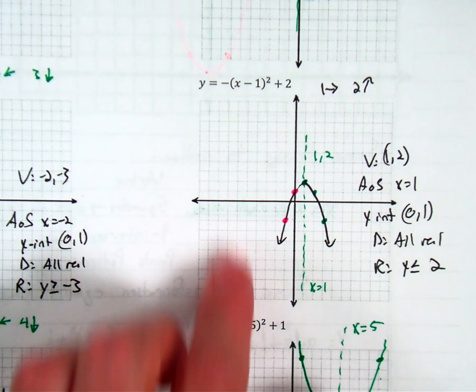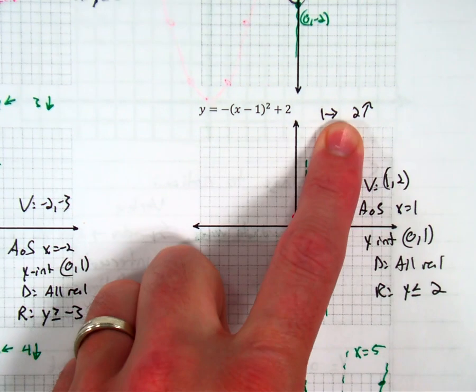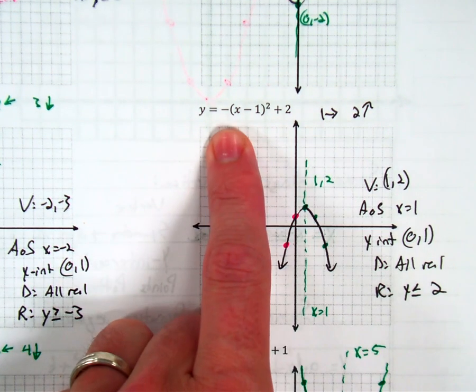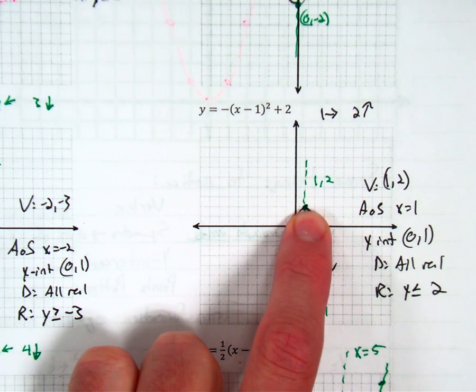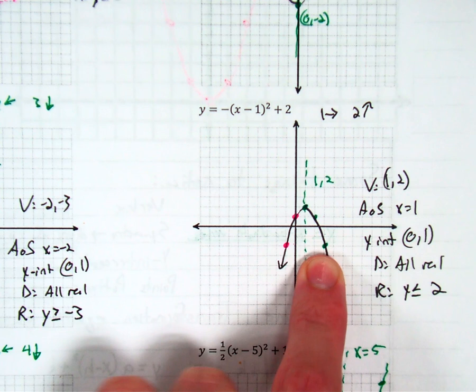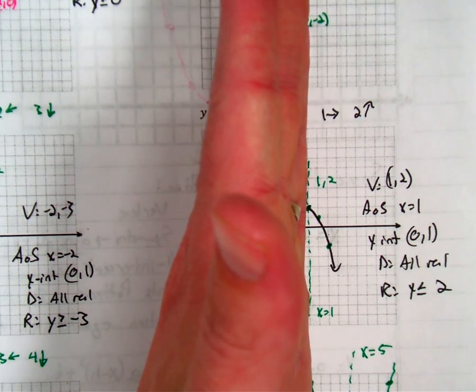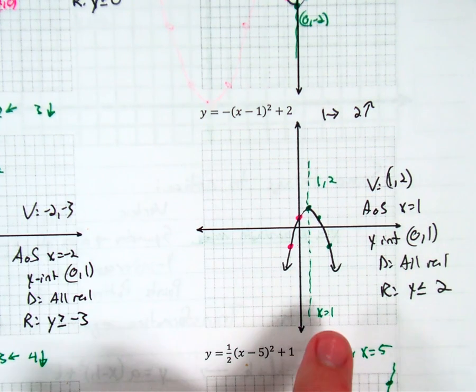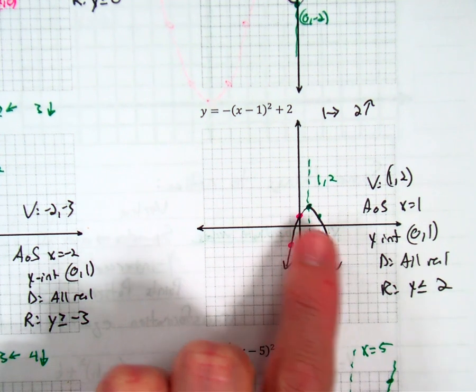Alright, so we should be 1 to the right and 2 up. And our negative is going to make it go over 1, down 1, over 2, down 4. Put that axis of symmetry down the middle, x equals 1. Flip your points over.